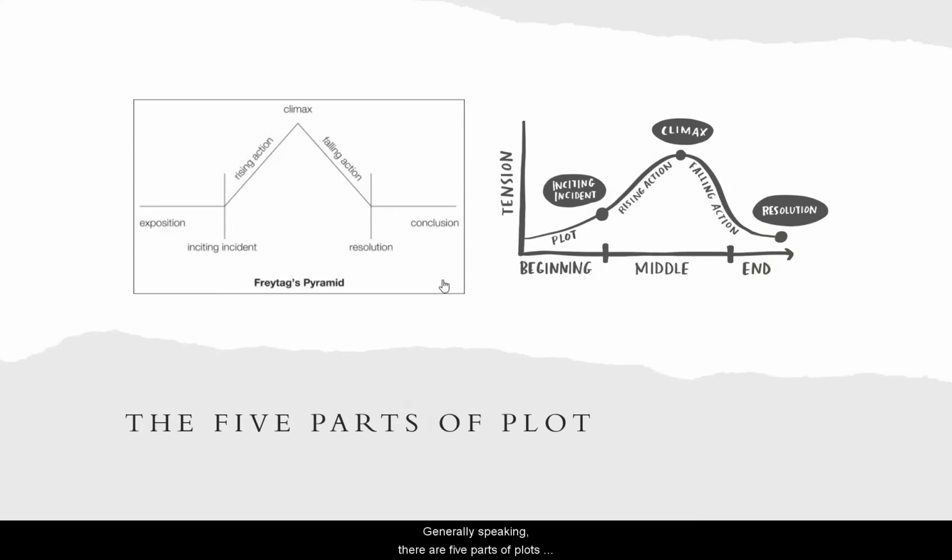Now, generally speaking, there are 5 parts of plot, and there are a lot of different iterations of this chart, but they all kind of look like this. This is the original Freytag's pyramid, but in general, they all kind of look like this little hill. And as the line moves up, tension rises, and as it falls, so does the tension. And I'm going to talk about each of these stages of plot in more detail.